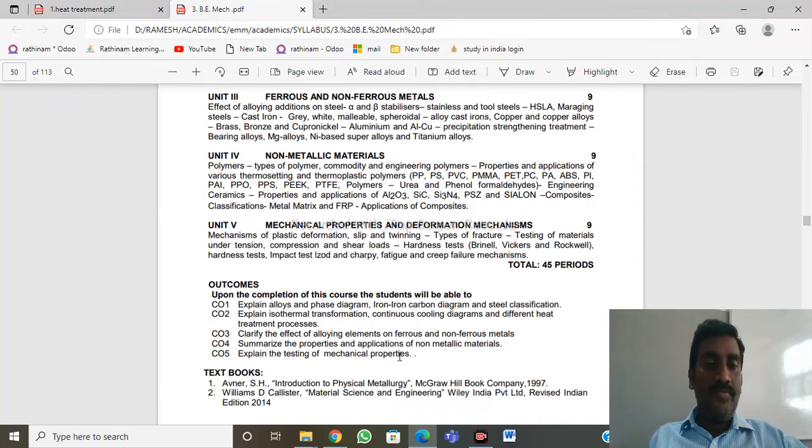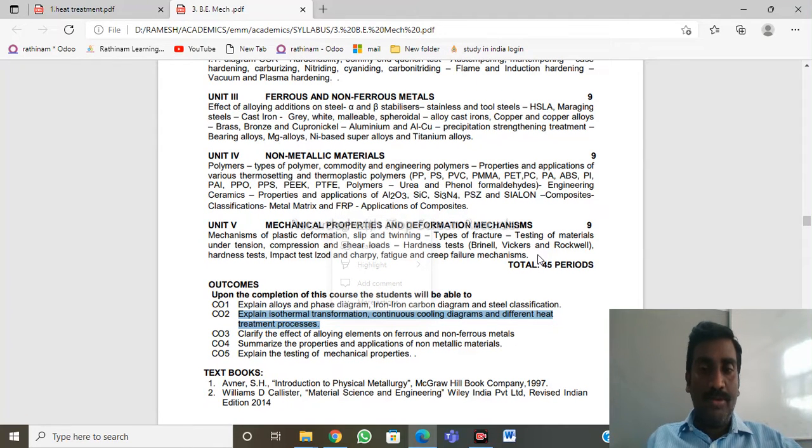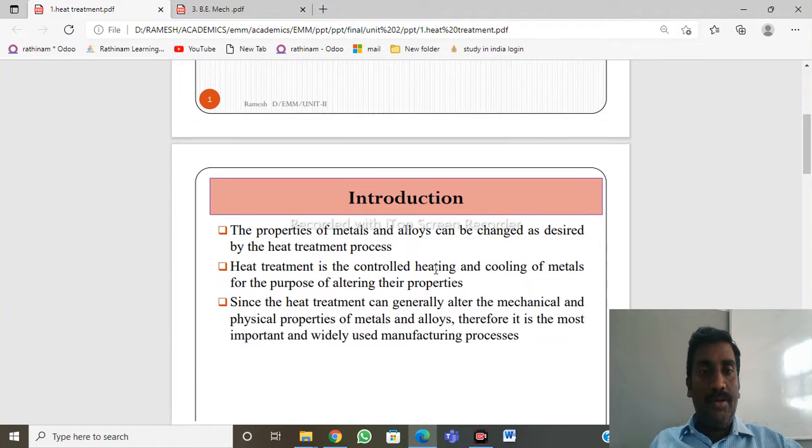After completion of this unit, students will be able to explain the isothermal transformations, continuous cooling diagrams, and different heat treatment processes. So the introduction of heat treatment.